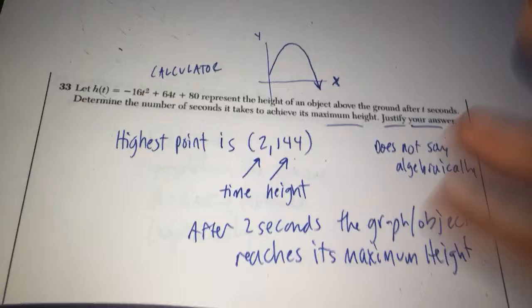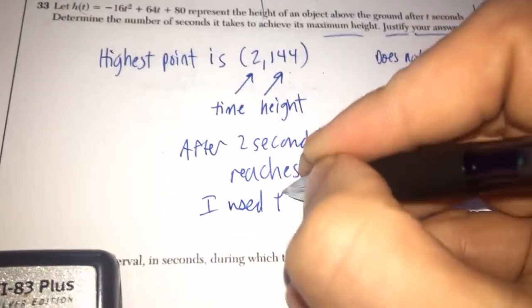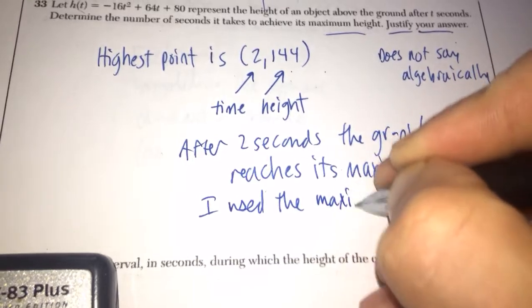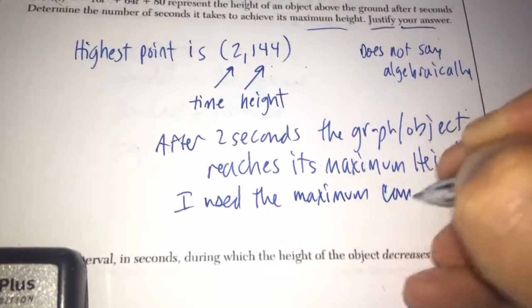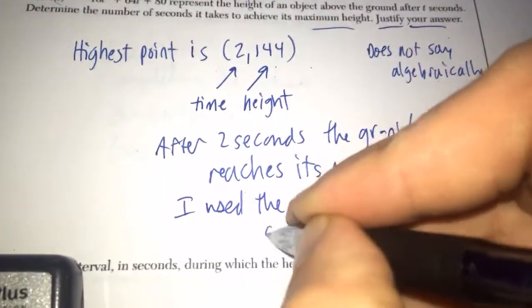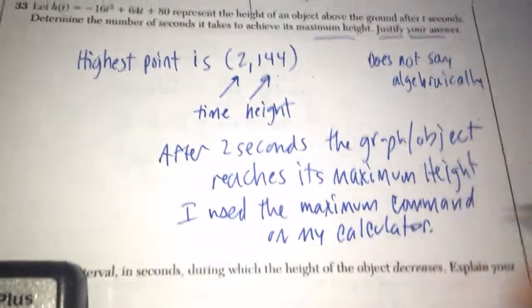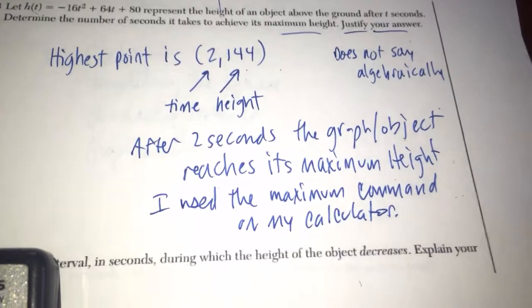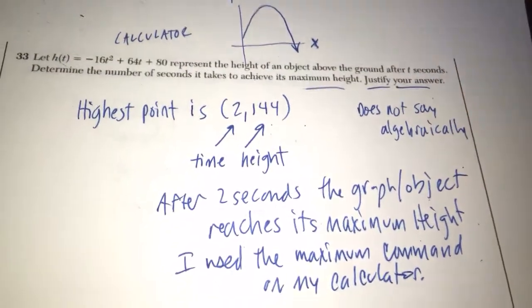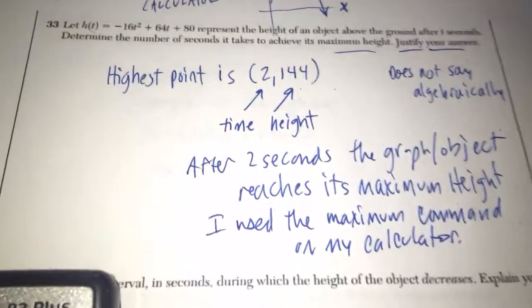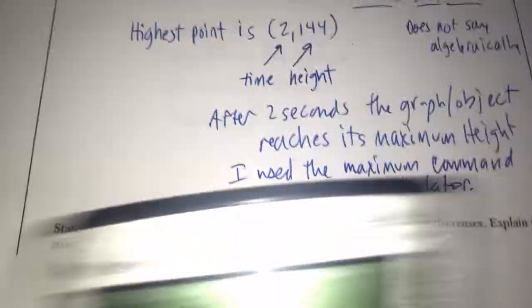Now it says justify your answer. You're going to say, I used the maximum command on my calculator. I know it seems silly to say that, but we need to know as graders how you got your answer. A complete sentence shows us that you know what you're doing.